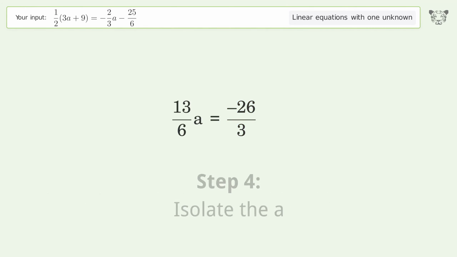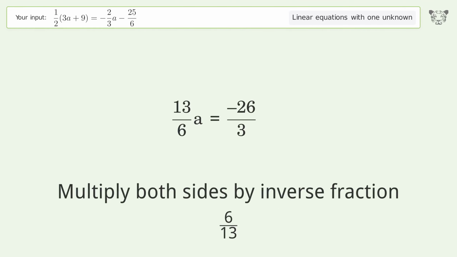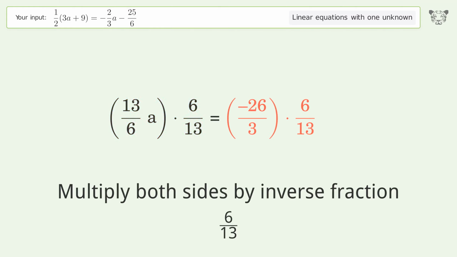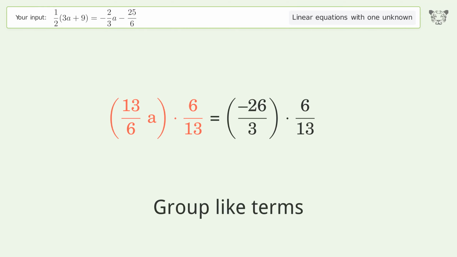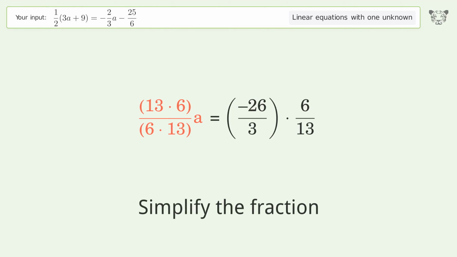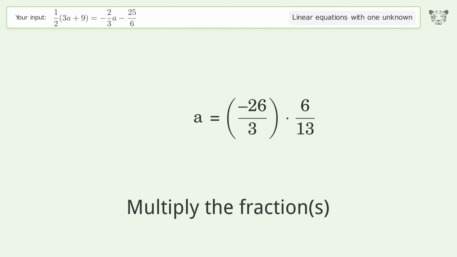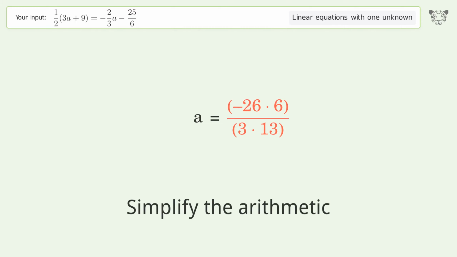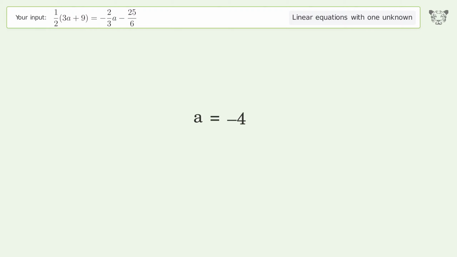Isolate the a. Multiply both sides by inverse fraction 6/13. Group like terms. Multiply the coefficients. Simplify the fraction. Multiply the fractions. Simplify the arithmetic. And so the final result is a equals -4.